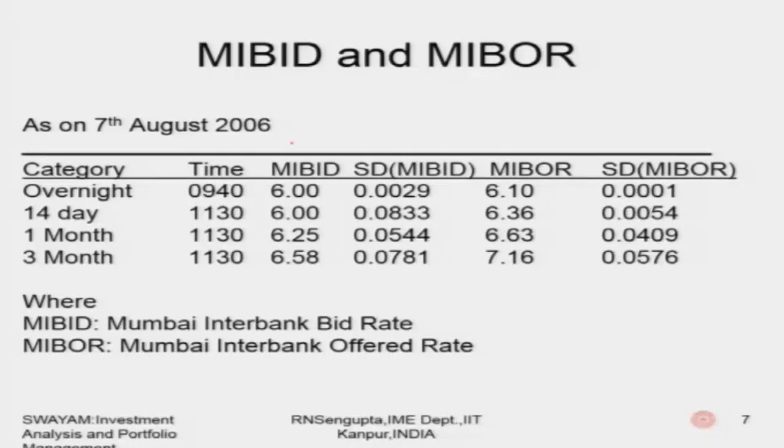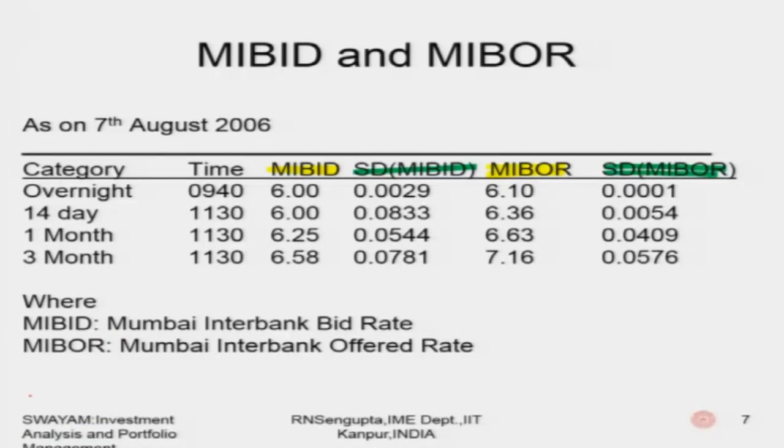The first set of information, which is in the third column, is the MIBID, Mumbai Interbank Bid Rate, and this is the MIBOR. And in between you have the standard deviation for the MIBID and the standard deviation for MIBOR, depending on the fluctuation. Now note down one thing, which gives you the concept that the demand and supply would have different interest rates.